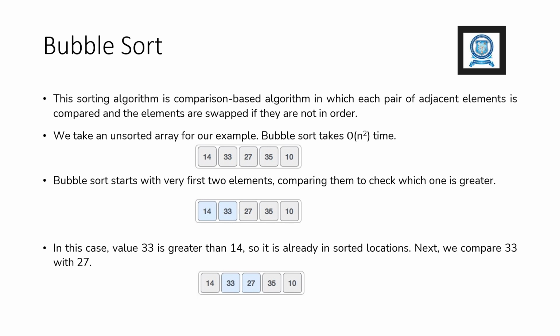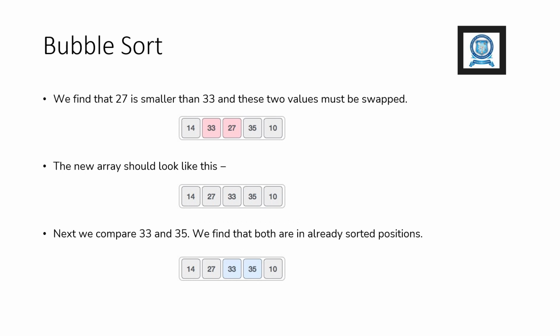In this case, value 33 is greater than 14, so it is already in sorted locations. Next, we compare 33 with 27. We find that 27 is smaller than 33 and these two values must be swapped. The new array should look like this. Next, we compare 33 and 35. We find that both are in already sorted positions.